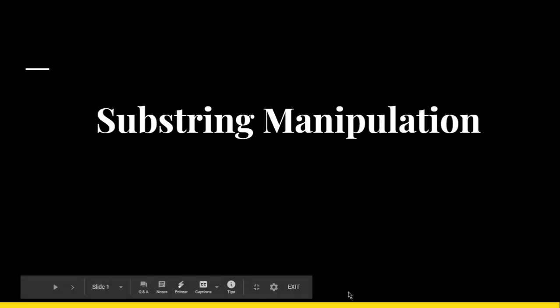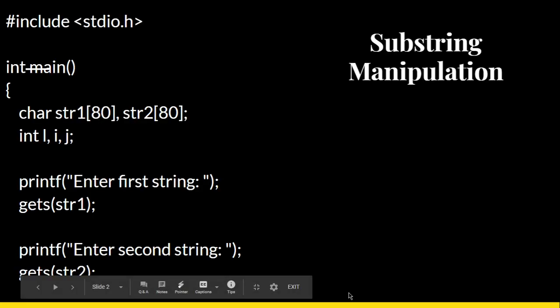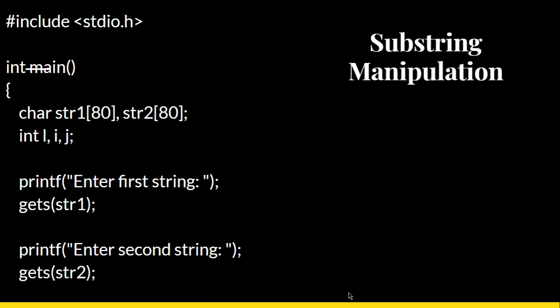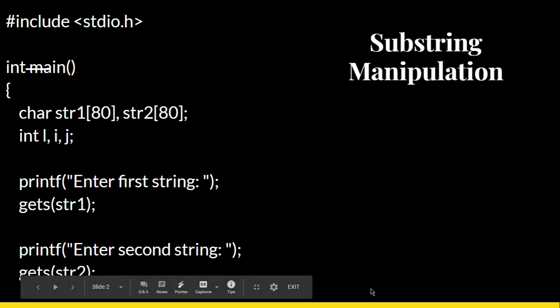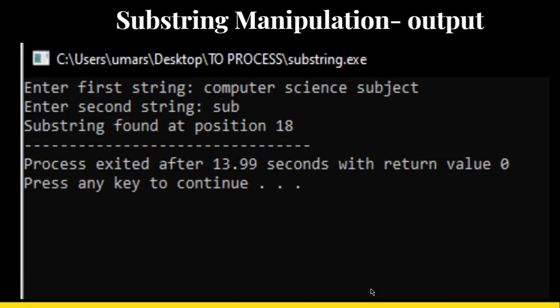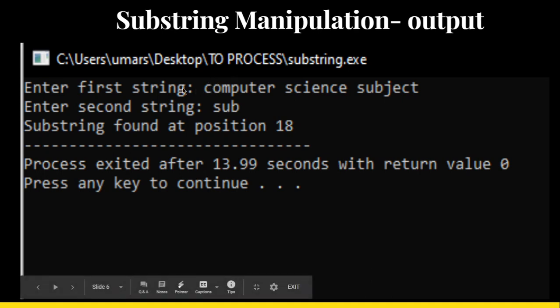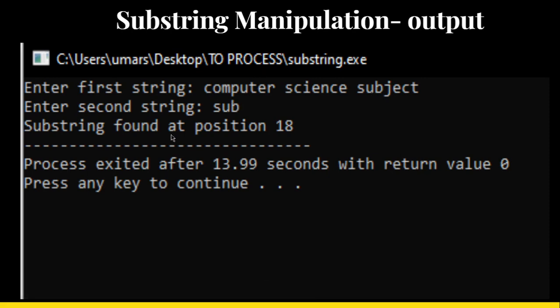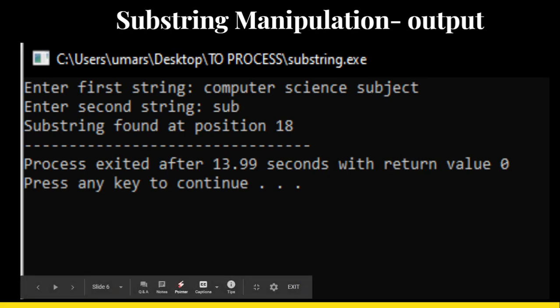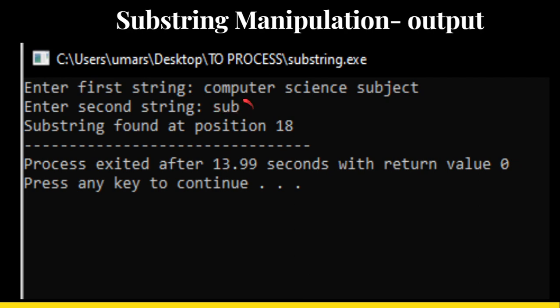So we have a string, and given that string, we are going to find out the position of the substring in this program. In order to know this, let us first see how the output looks, then we'll come to the program. See the output here. The given string is "computer science subject". This is one string. The substring I have given is "sub", which is a part of the string that I am going to find inside this string.